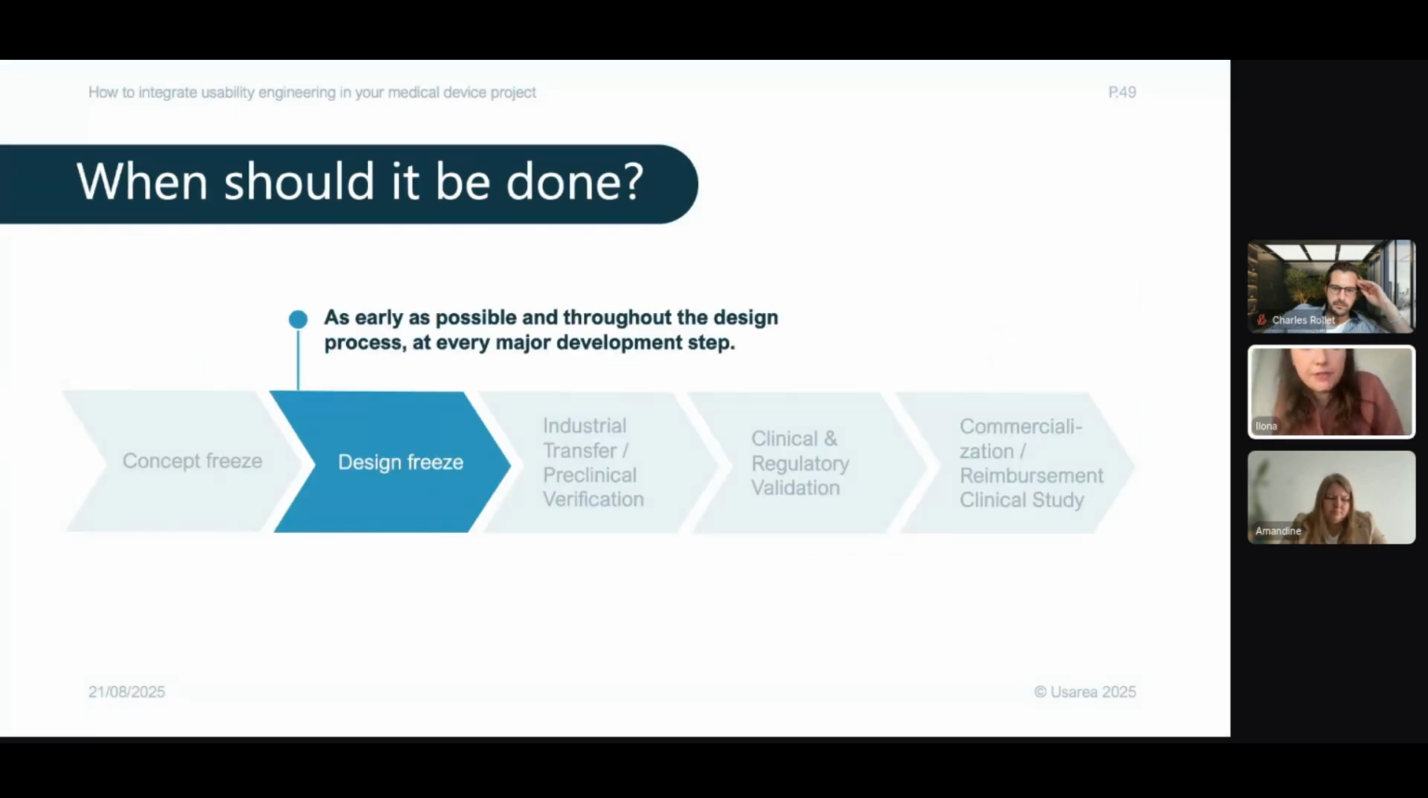So when should it be done? As early as possible through the design process, at every major development step, because for formative evaluation, you can do it on a draft, on an idea, on a really first prototype. You don't need to have the perfect version to do a formative evaluation. The earlier it is done, the better it is.